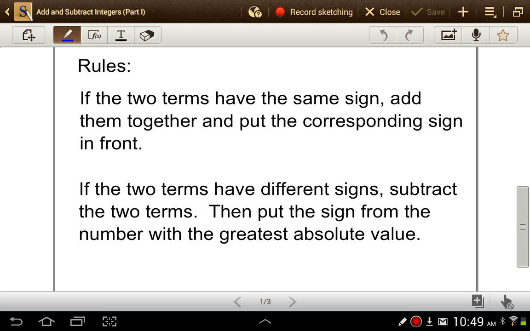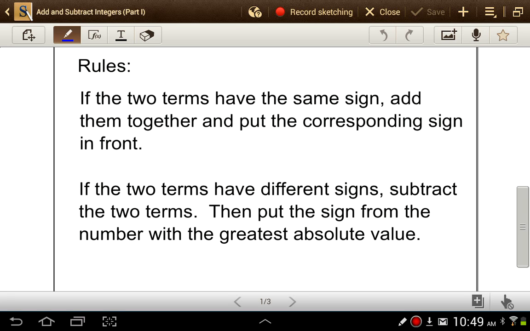Now, if the two terms have different signs, that means one of them is positive and one of them is negative, and it doesn't matter which one is which. If one is positive and one is negative, you're going to subtract the two terms. Just subtract them like you do any whole numbers. Put the bigger number on top and subtract them. Then you have to decide if it's positive or negative because they're not the same. They have one of each.